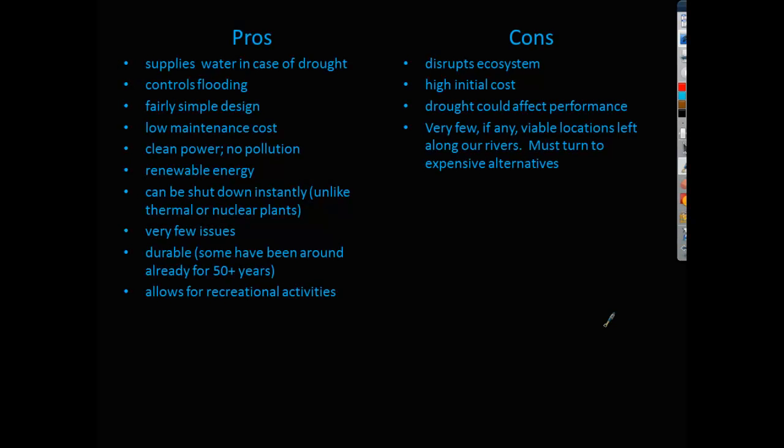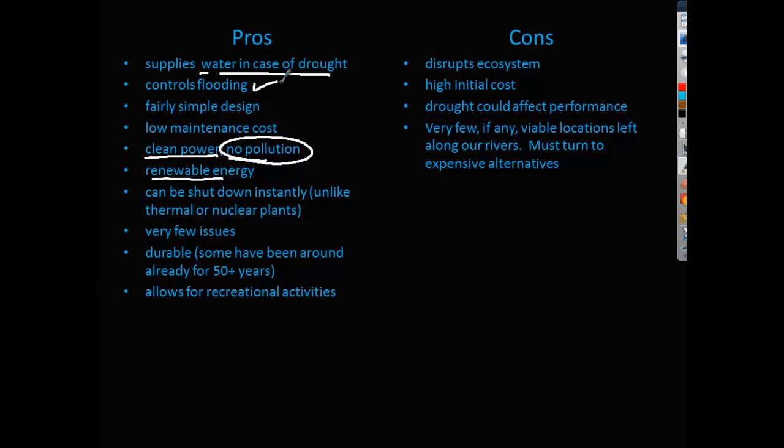Okay, the pros and cons. What's good, what's bad about hydroelectricity? There are some real benefits, and when I look at it, one of the main benefits, obviously, is the fact that there's absolutely no pollution. It's clean power, it's renewable, it's always there. But that's not just the great benefit of hydroelectric. Some other things. It supplies water. In case of a drought, it can hold water in the lake in case we need it, in a reservoir in case you need it in the future.